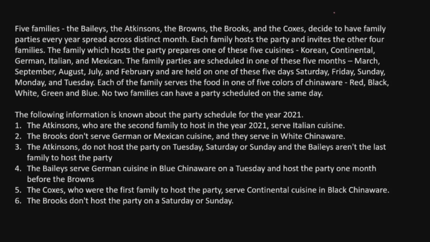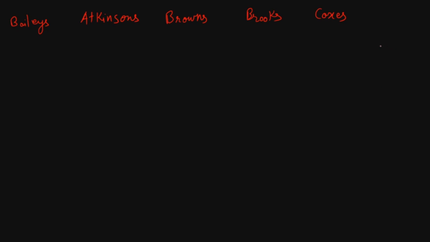Now they decided to have family parties every year in each month. Each family hosts a party and invites the other four families. So one family will host at a time. The family which hosts a party prepares one of these five cuisines. So we have a category, cuisines: Korean, Continental, German, Italian and Mexican. So I will write cuisine in the corner.